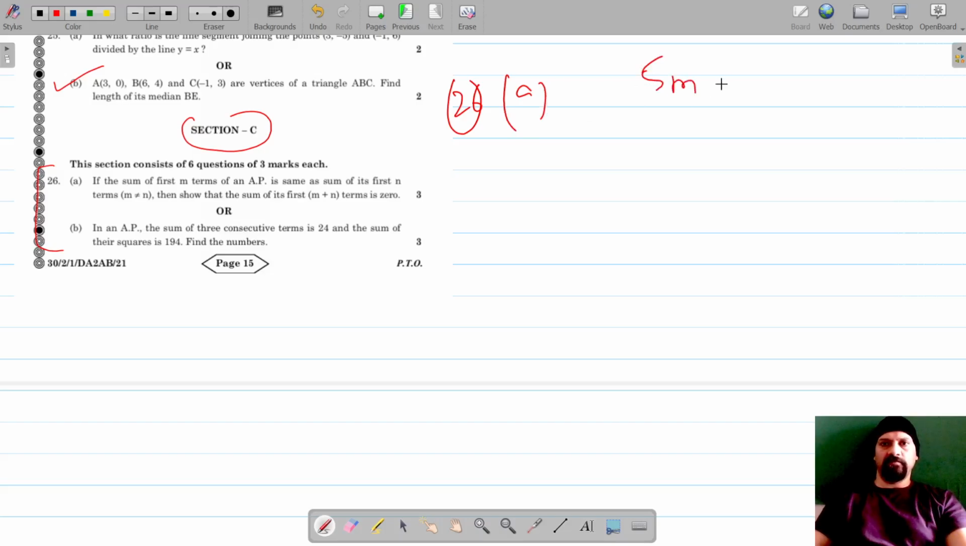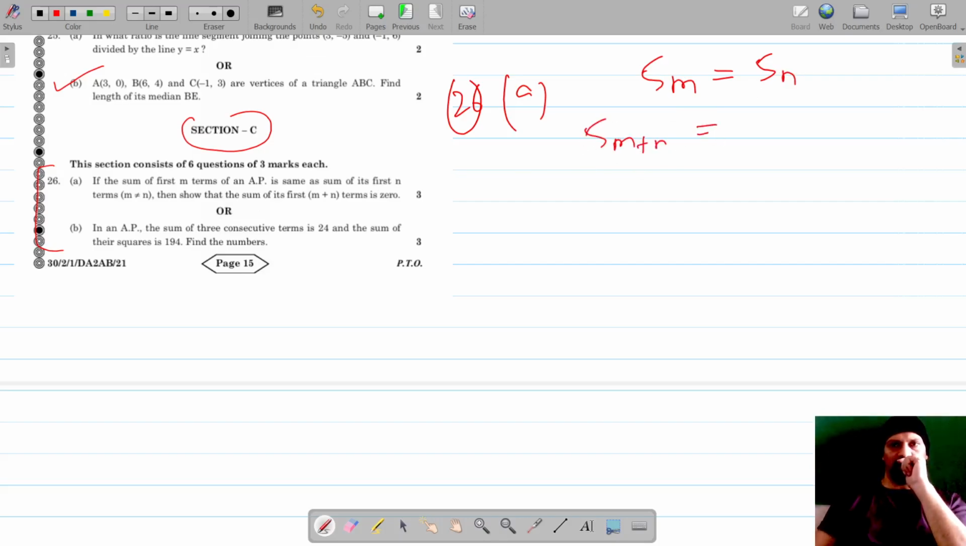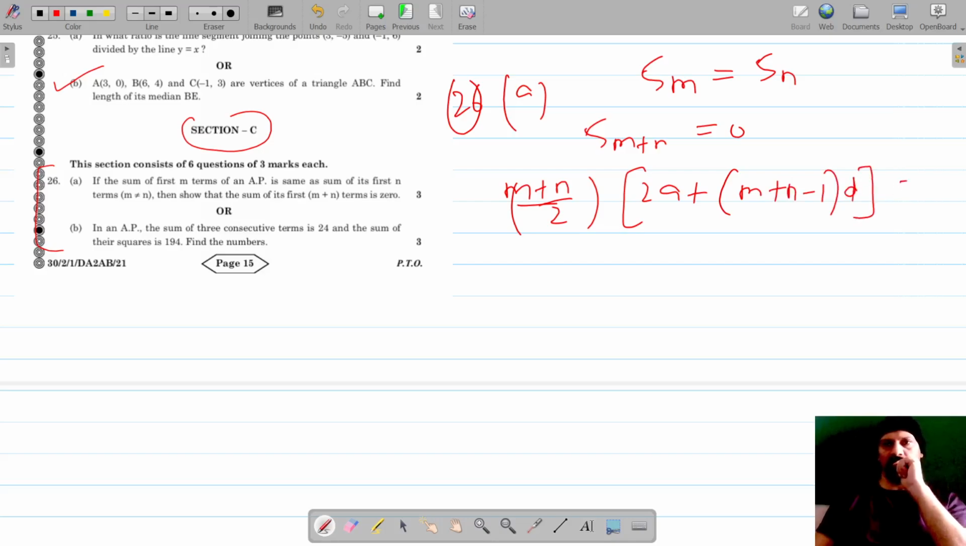It's given that the sum of m terms is equal to the sum of n terms, and we have to show that the sum of m plus n terms is equal to 0. That is, using the sum of n terms formula, we have to show that (m plus n)/2 into (2a plus (m plus n minus 1) into d) is equal to 0. That's what we have to show.